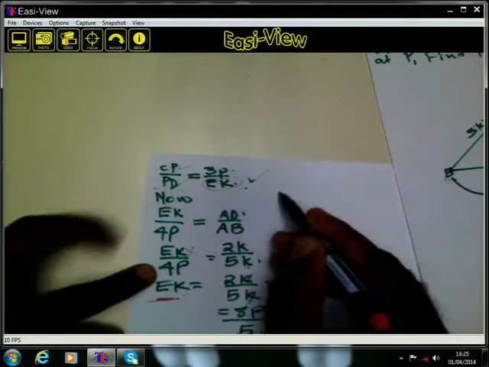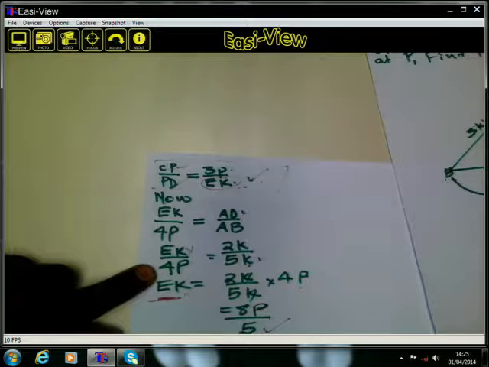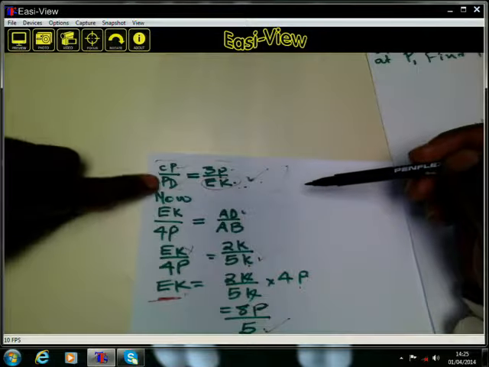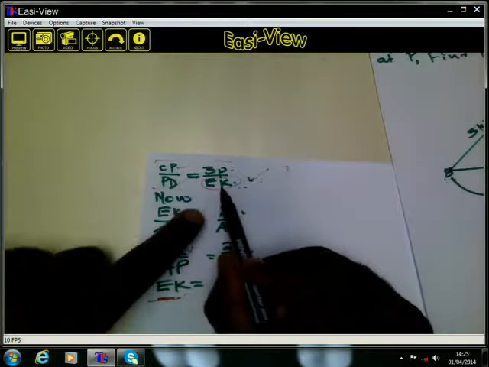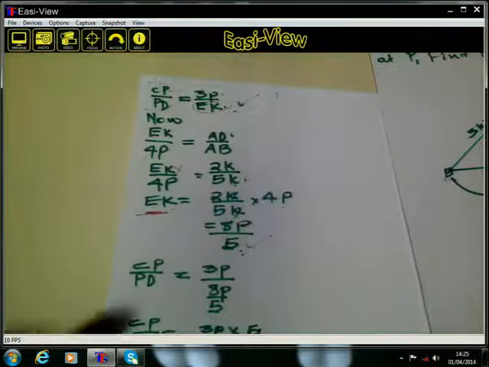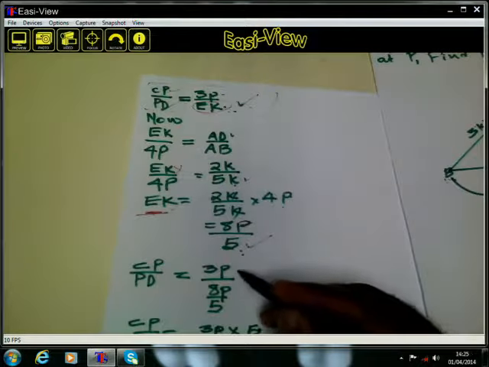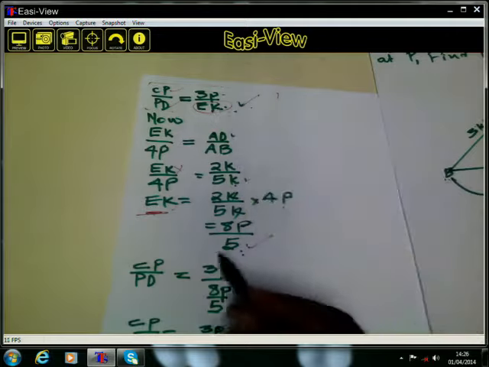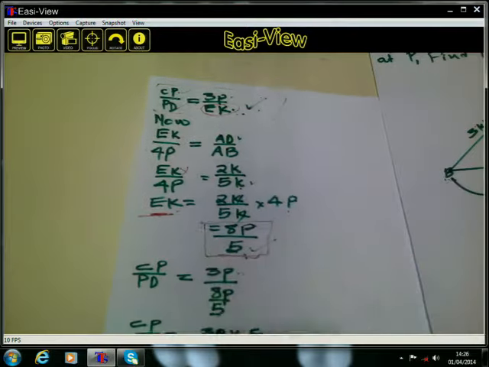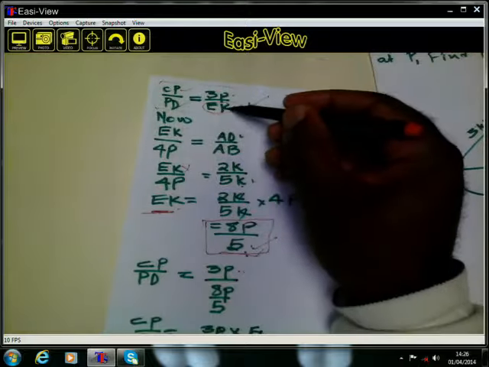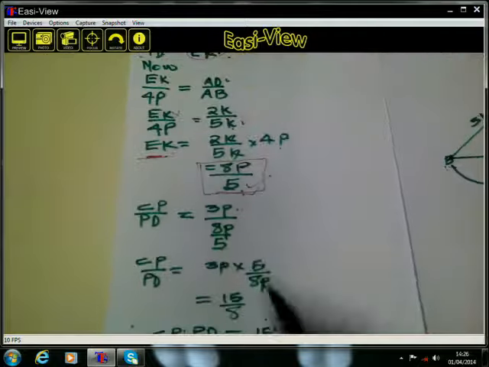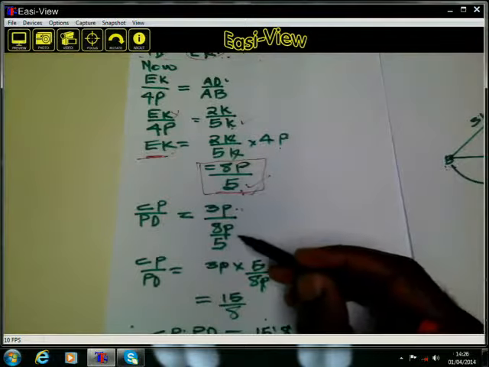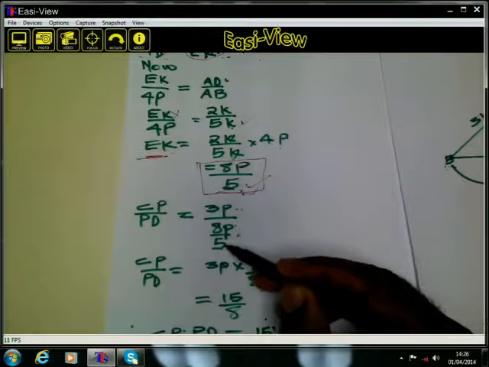Fine, but we still have that hanging, wherein we said, when we started, CP over PD must be equal to 3P over EK. Now that we have determined the value of EK, we substitute the EK with this value. Where EK appears in the first equation, it will be substituted. That is the simplest substitution that I've made, because I know that EK can be defined by 8P over 5.